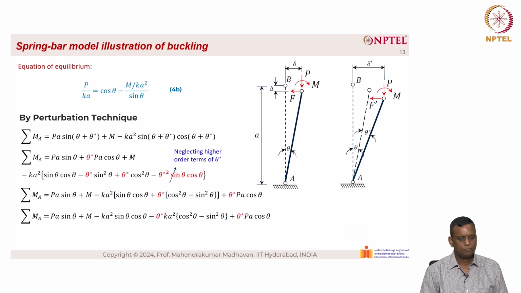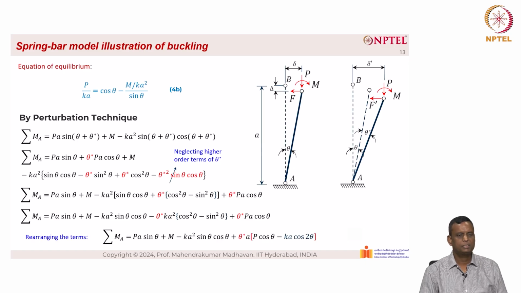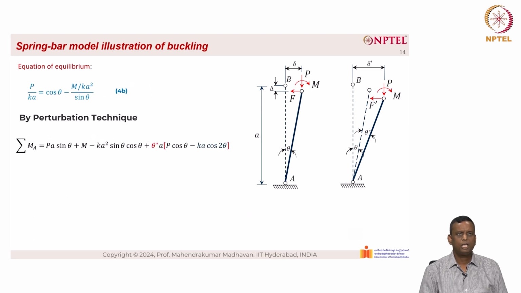So, we reorganize that and we get Pa sin theta plus M minus Ka square into sin theta cos theta minus theta star into Ka square into cos square theta minus sin square theta plus theta star into Pa cos theta. Rearranging the terms, we have sigma Ma equal to Pa sin theta plus M minus Ka square sin theta cos theta plus theta star into a into P cos theta minus Ka cos 2 theta. This now becomes equation 6.